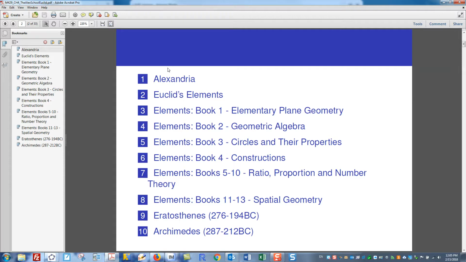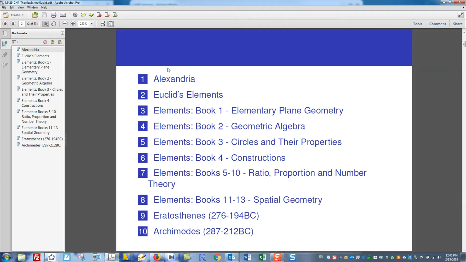But an overview of the chapter: there's a discussion of the importance of Alexandria as a center for learning in ancient Greece. Then there's a discussion of Euclid's Elements and its importance to our science. And then there is a general overview of the book of the Elements. There's Book 1, elementary plane geometry; Book 2, geometric algebra; circles and their properties in Book 3; constructions in Book 4. Books 5 through 10 have a variety of topics: ratio, proportion, and some number theory. Books 11 through 13 deal with spatial geometry, so three-dimensional geometry.